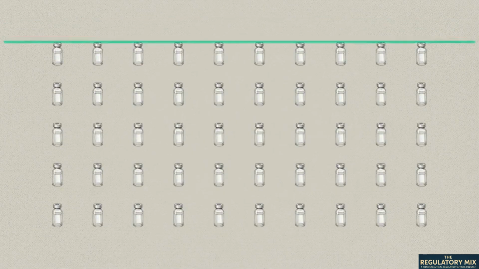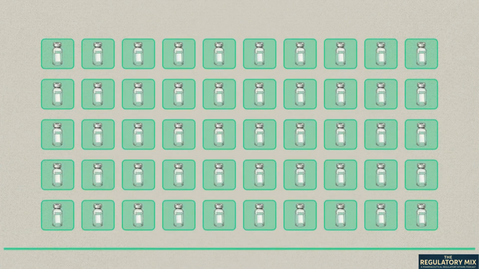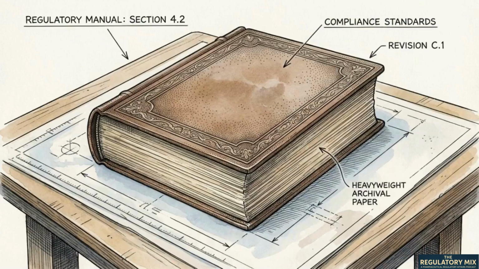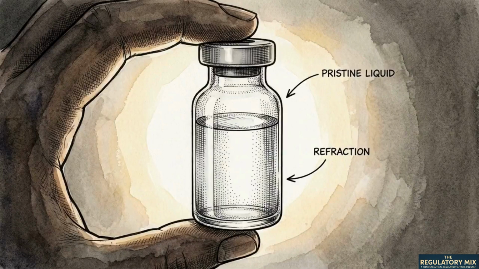To test enough vials to mathematically guarantee that a batch is completely sterile, you would have to destroy every unit produced, leaving nothing left for the patient. Because of this limitation, the FDA enforces Current Good Manufacturing Practice, or CGMP. These regulations are based on the principle that quality, safety, and efficacy must be designed and built into the manufacturing process from the start, as they cannot be verified through terminal testing alone.